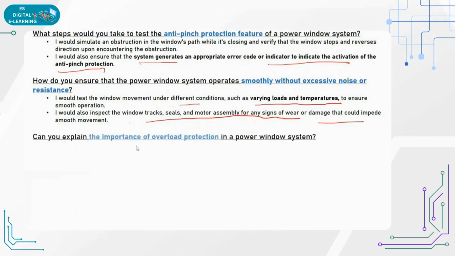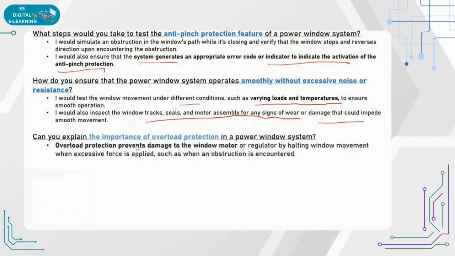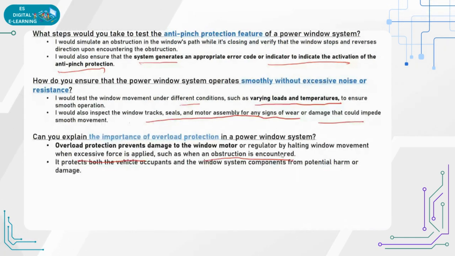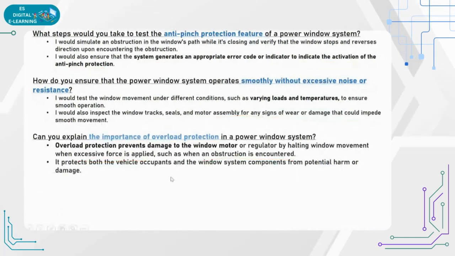Can you explain the importance of overload protection in a power window system? Overload protection prevents damage to the power motor, and it regulates by halting the window movement when excess force is applied, for example when there is an obstruction, to protect both the vehicle occupant and the windows. It is very important that the windows operate smoothly and efficiently.